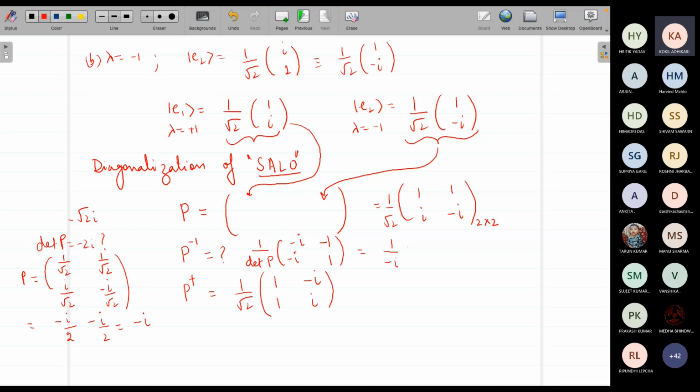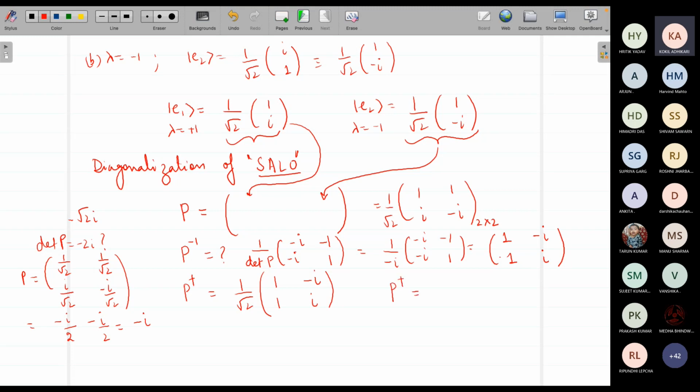1 over minus i, minus 1, minus i, 1. What will be the result? So minus i divided by minus i is 1, minus 1 divided by minus i is iota. Minus i divided by minus i again is 1. 1 divided by minus i is iota. Okay, now compare the two, P inverse with P dagger.